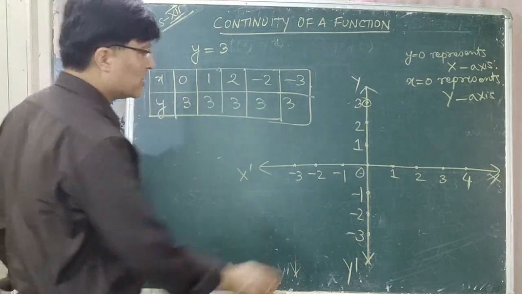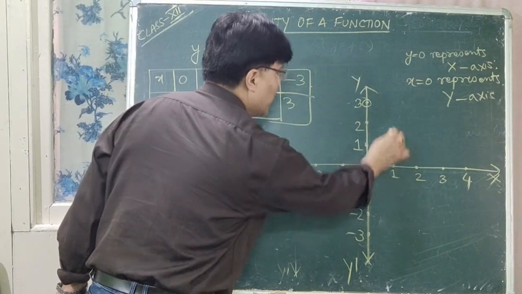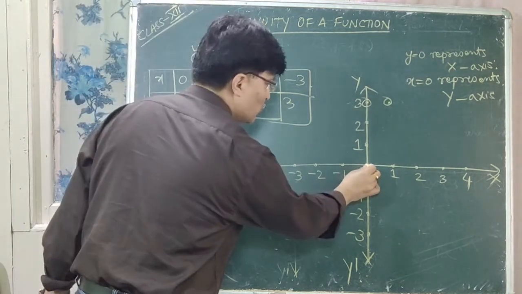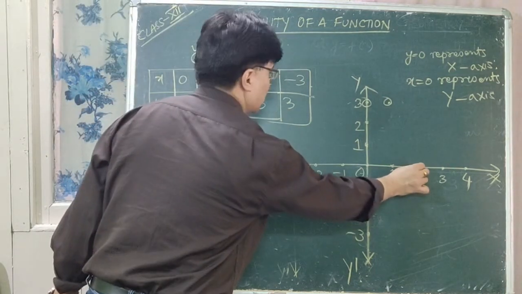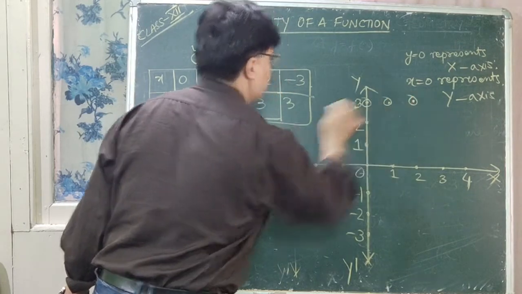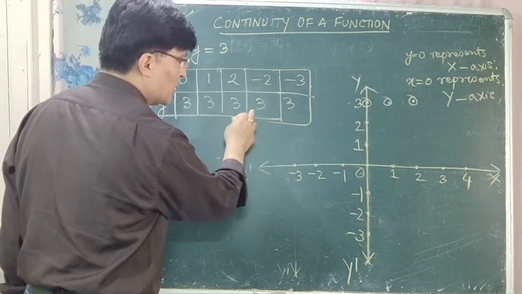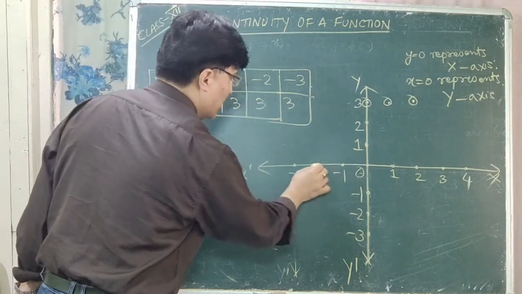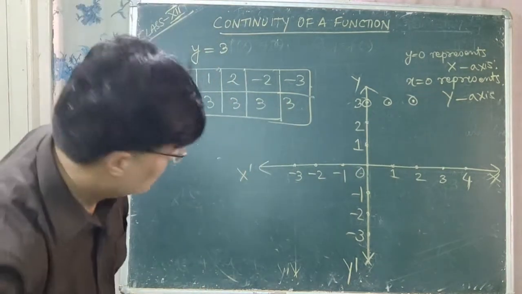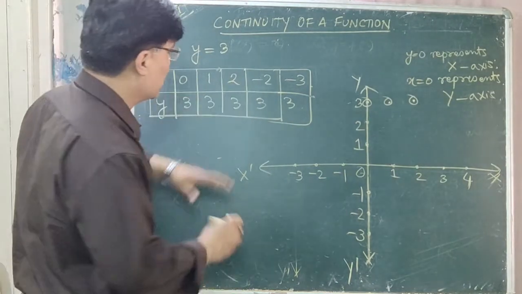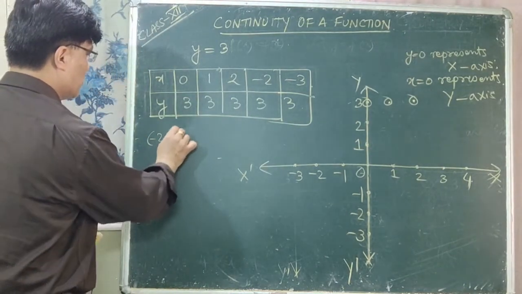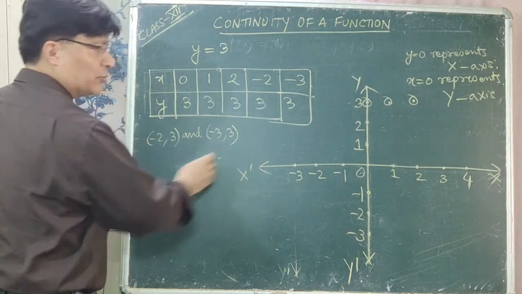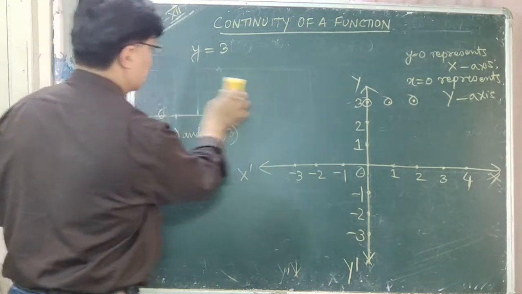And 1, 3, where does it lie? 1 is out here, 3 goes up out here. Okay, 2, 3: x is equal to 2, and 3 goes up. Again, -2, 3 lies out here, isn't it? So let us mark this point. One is -2, 3. And what is the other one? -3, 3. Okay, so you have to understand it, right?